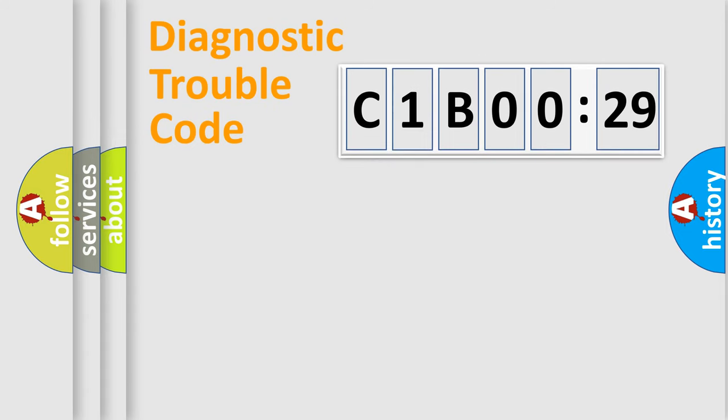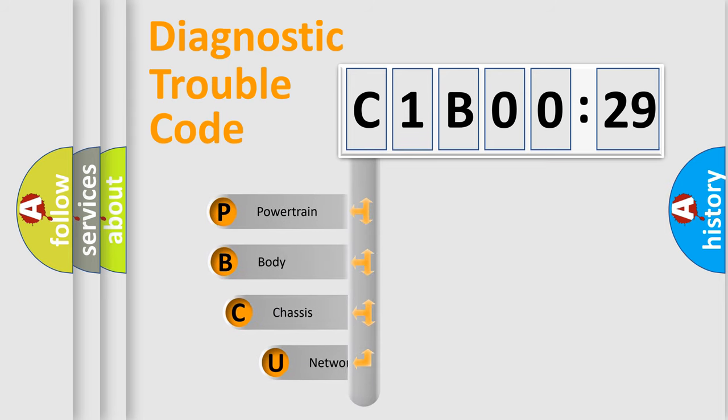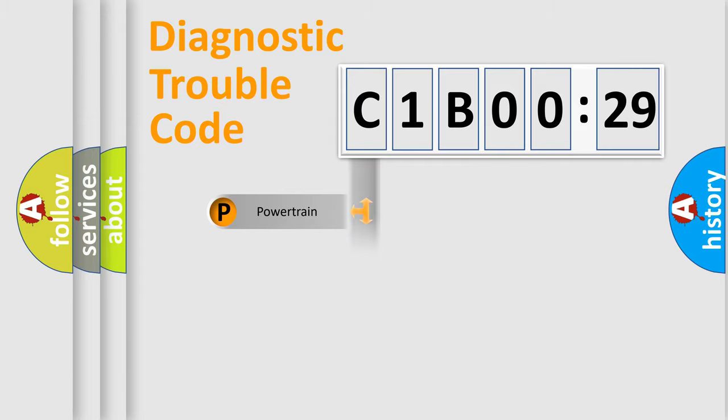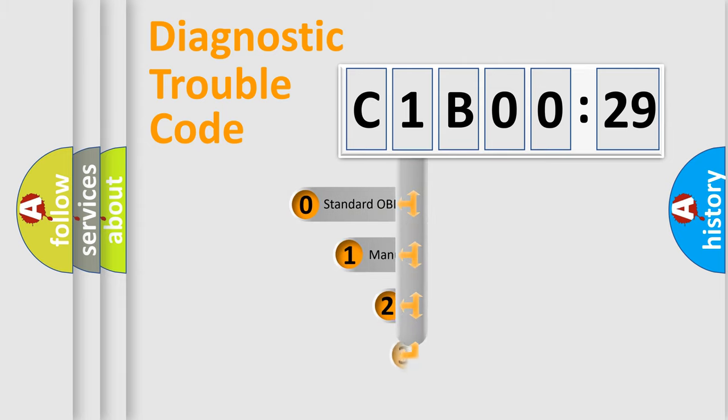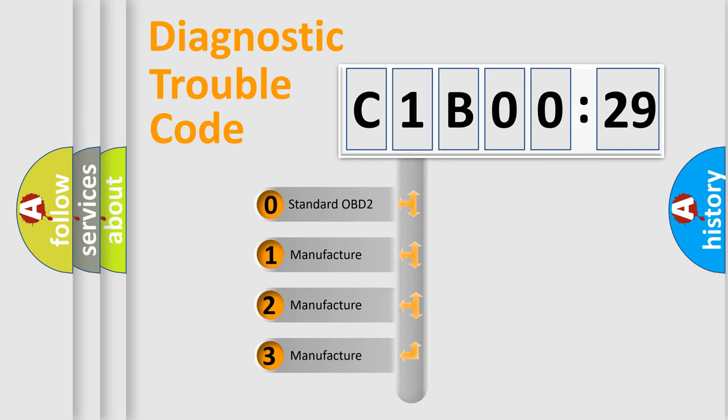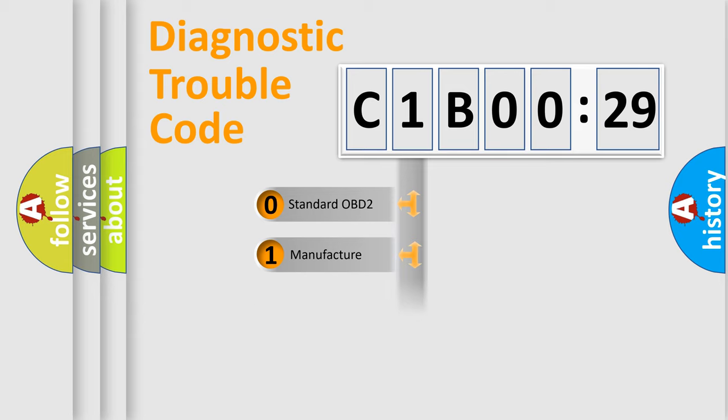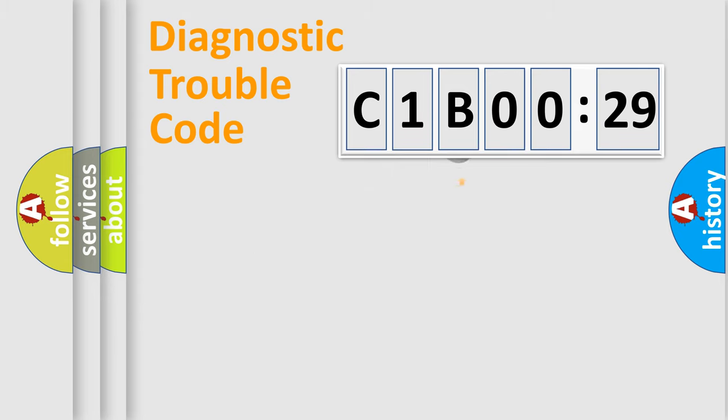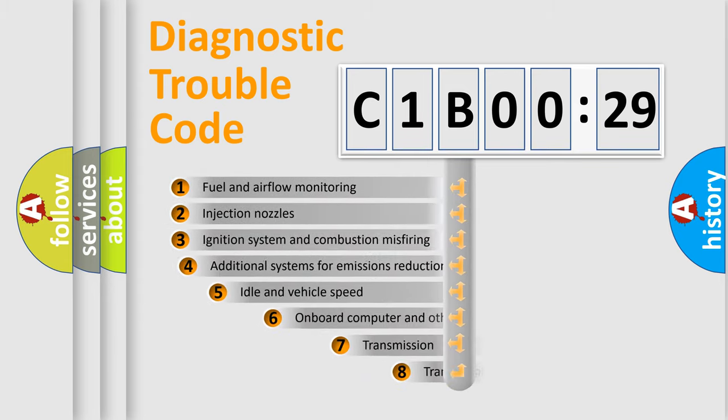Let's do this. First, let's look at the history of diagnostic fault code composition according to the OBD2 protocol, which is unified for all automakers since 2000. We divide the electric system of the automobile into four basic units: powertrain, body, chassis, network. This distribution is defined in the first character of the code. If the second character is zero, it is a standardized error. In the case of numbers 1, 2, 3, it is a manufacturer-specific error.